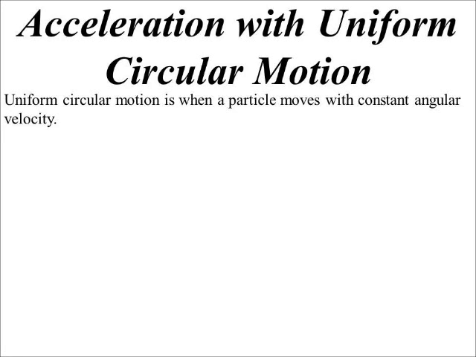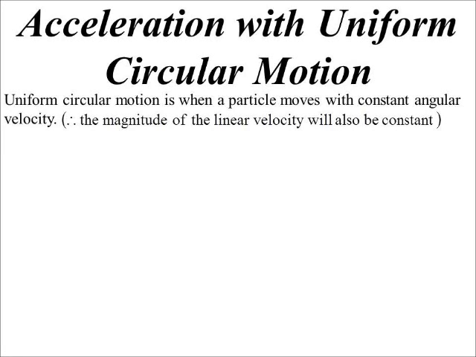Now the magnitude of the linear velocity must be constant. Because if the angular velocity is constant, and remember linear velocity is equal to the radius times angular velocity, so it must also be constant as well. Well, it's the size that's constant. It will be going off in different directions depending on which point in the circle we're looking at. So it actually does create a change in velocity.